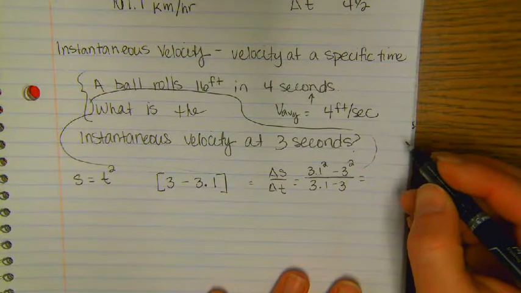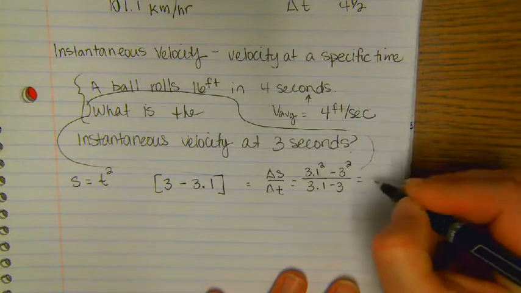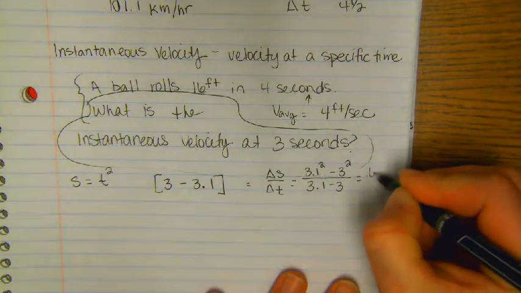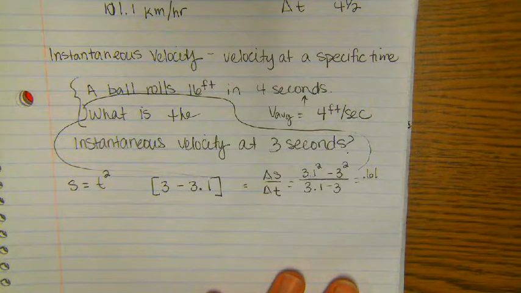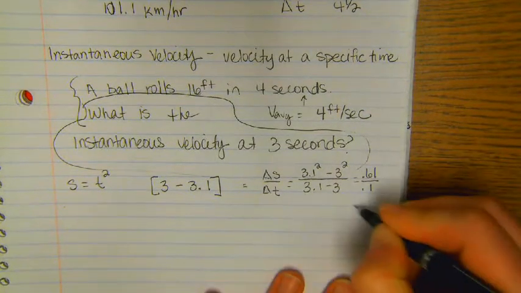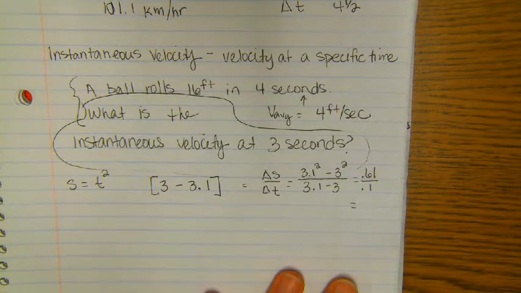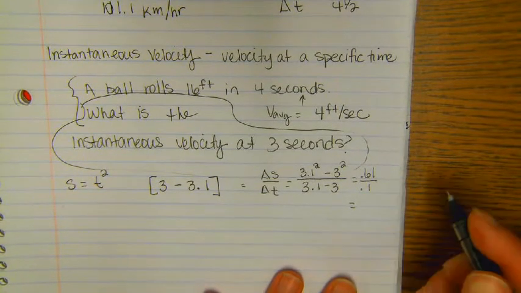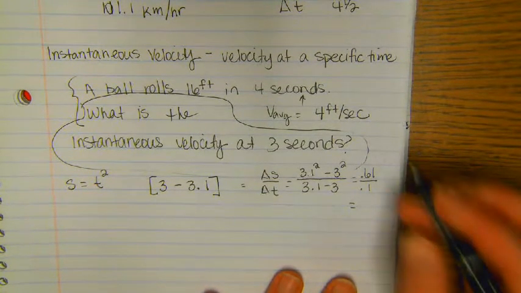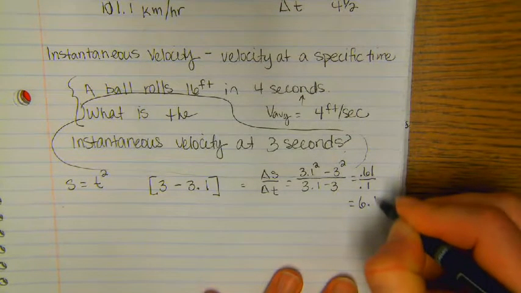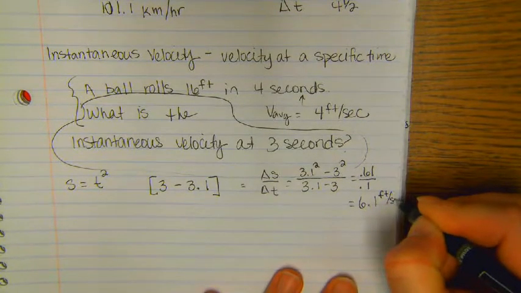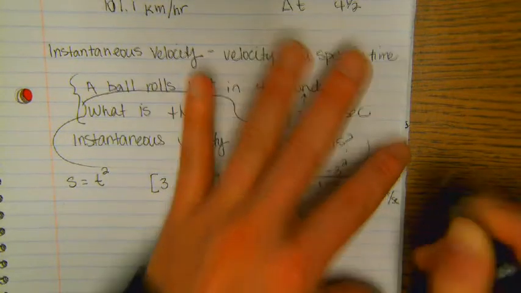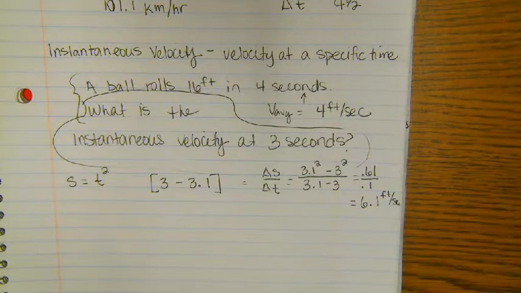Is it 0.61 divided by 0.1, which is, okay, 6.1 feet per second. Highlight or circle that for a second. That's on this interval.